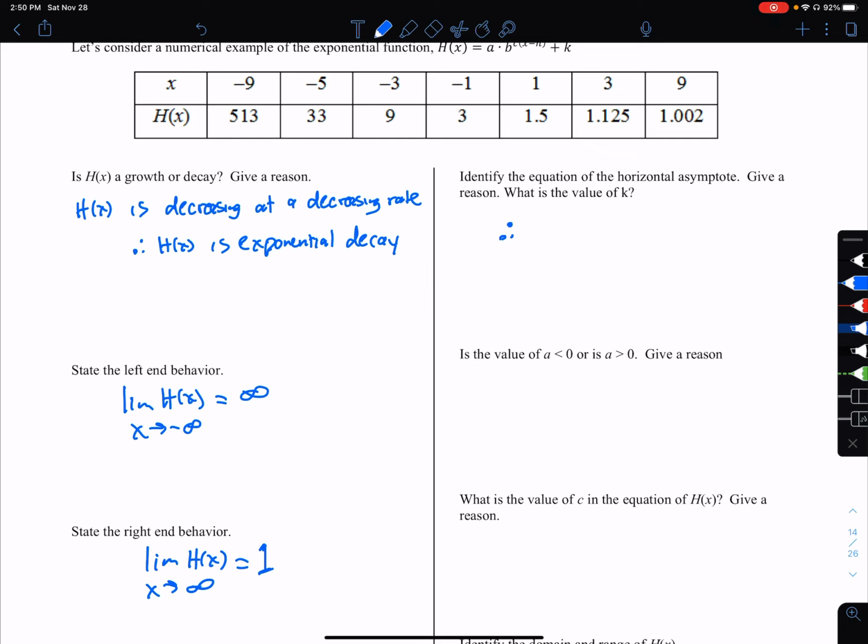Identify the equation of the horizontal asymptote. We're thinking it's y equals 1. What's the value of k? Well, k is also going to be that same number. That's going to be the constant of our function.